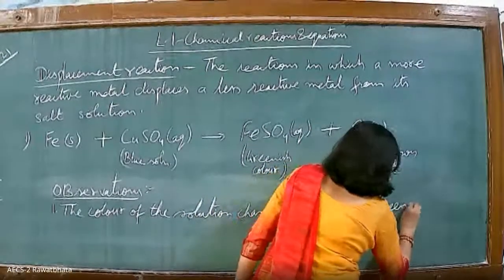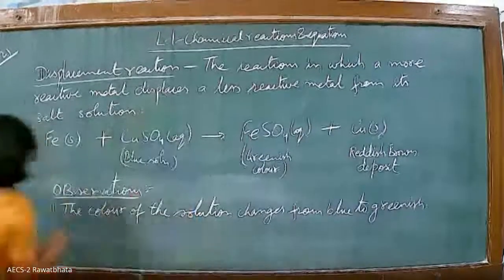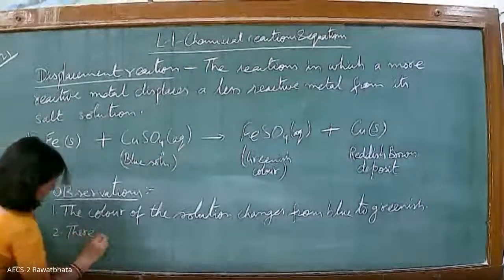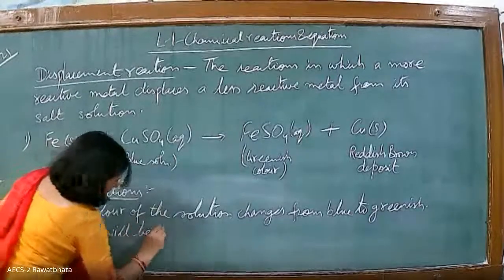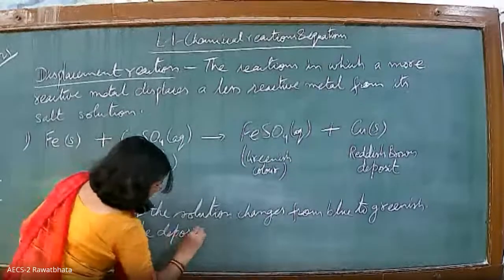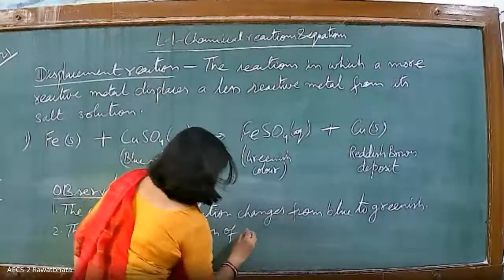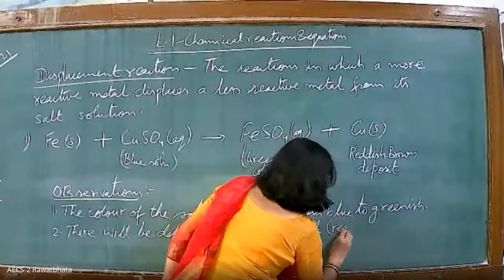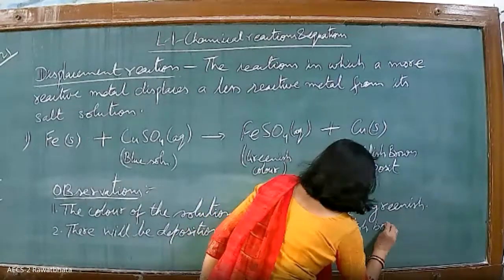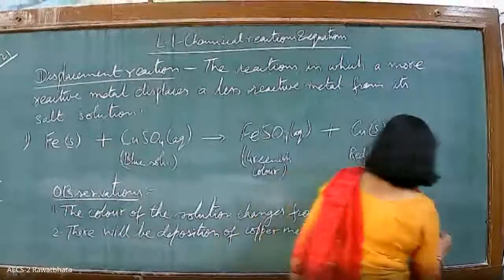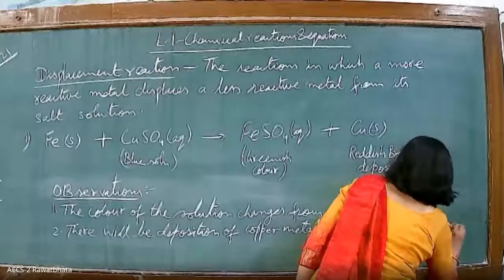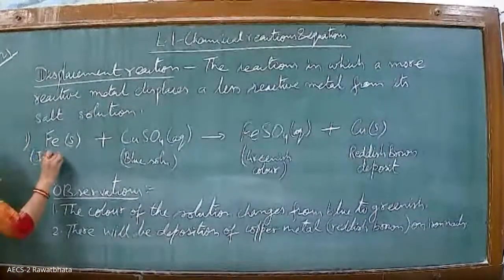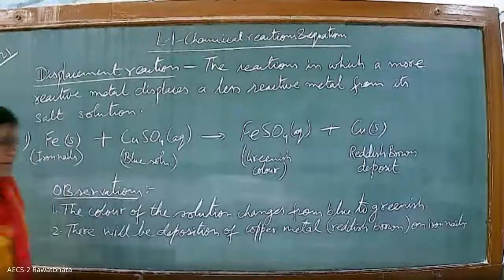From blue to greenish. And the second one will be deposition of copper metal, that is reddish brown, on iron nails. So if this one we have taken as iron nails, this will be the scenario for us.